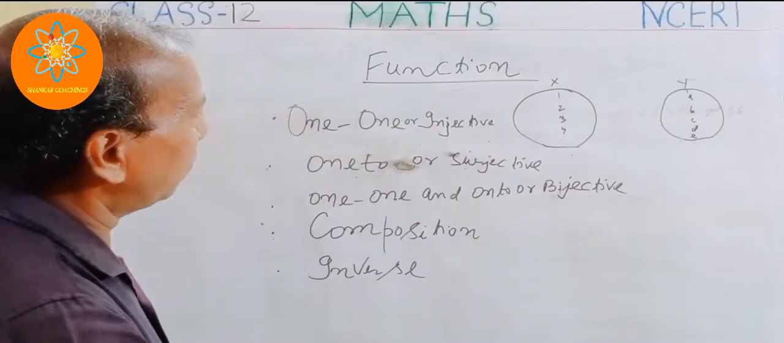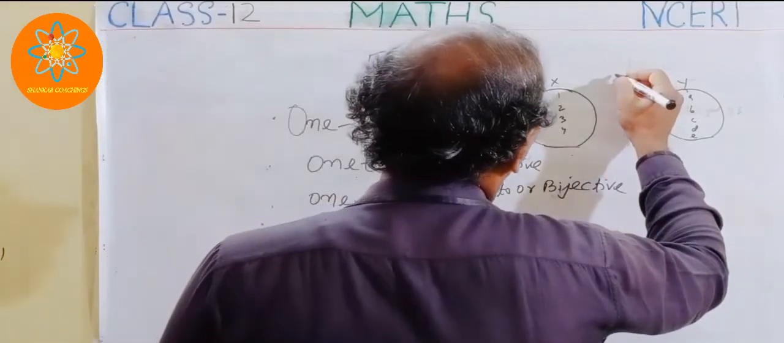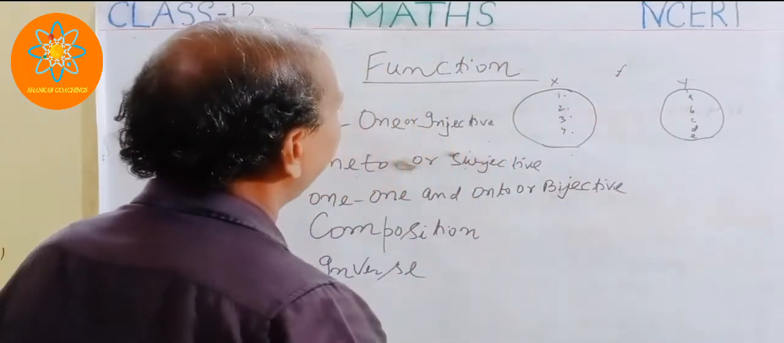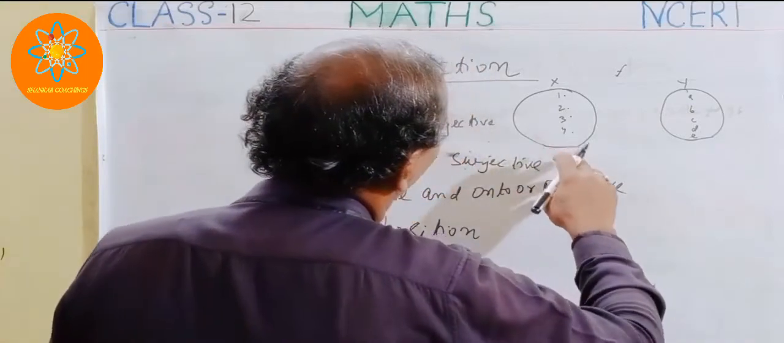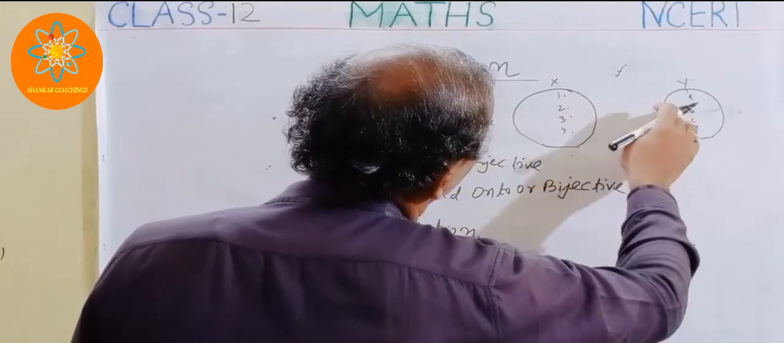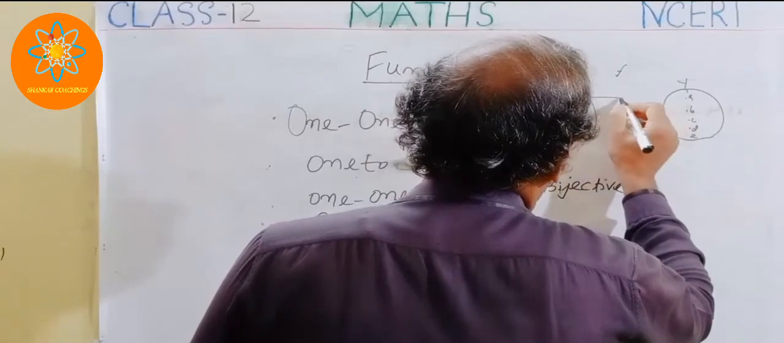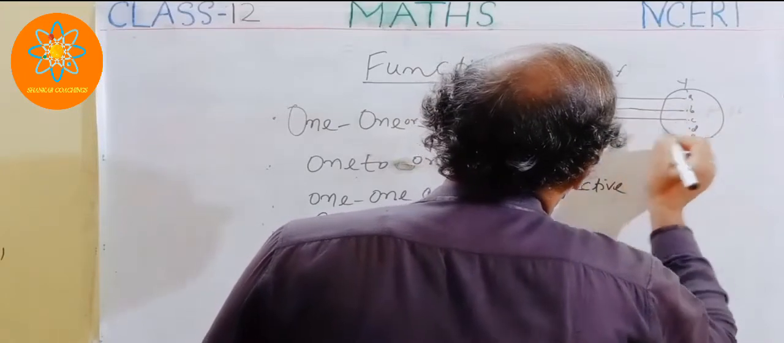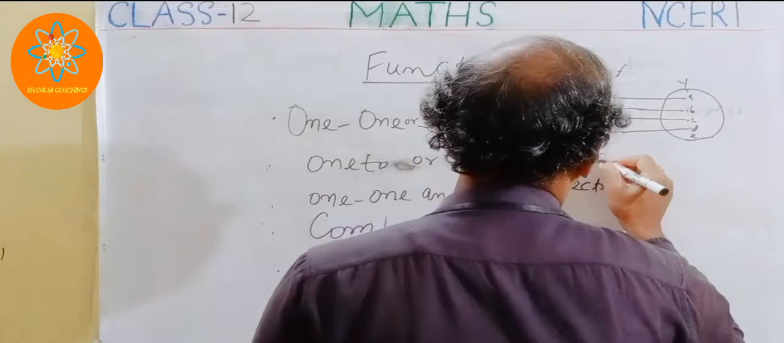So suppose there is a function f between x and y. So what is happening? For the function case, for every element of x, there must be an image in y. So let's suppose it is like this: 1 is connected to A, 2 is connected to B, 3 is connected to C, and 4 is connected to D. I want to explain the one-one. This is in the case of one-one.